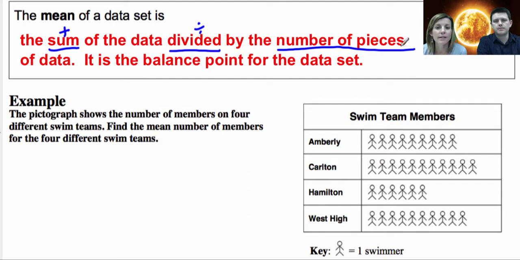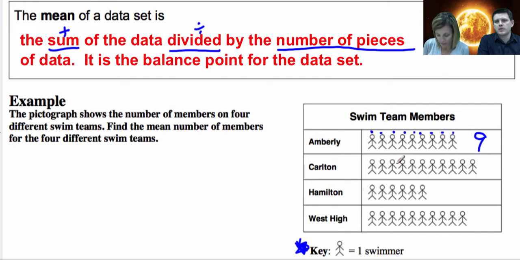All right, it's been a while since you guys have looked at a pictograph. This example shows you the number of members on 4 different swim teams. It is so important to look at that key to make sure that each star is one swimmer in this graph. We need to figure out how many are on each swim team so that we can add them up and divide.